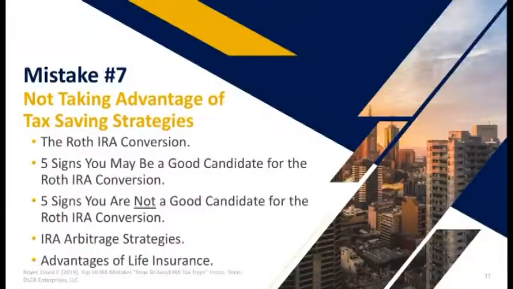So I think we ought to move to mistake number seven. It talks about not taking advantage of the Roth IRA conversion saving strategies. How are consumers not taking advantage of these strategies, and what should we be doing?